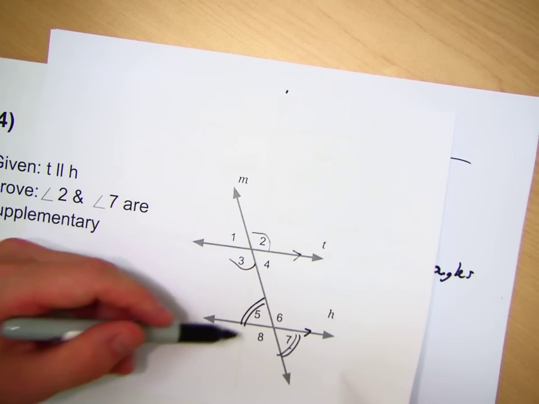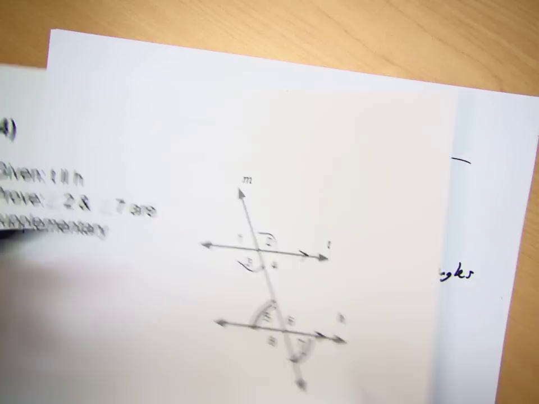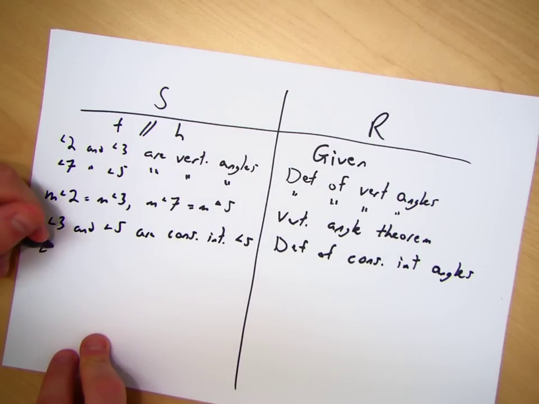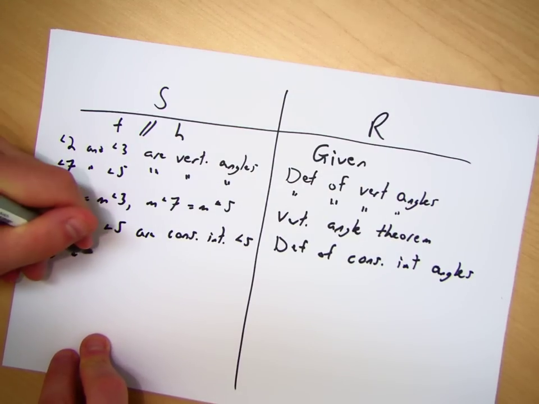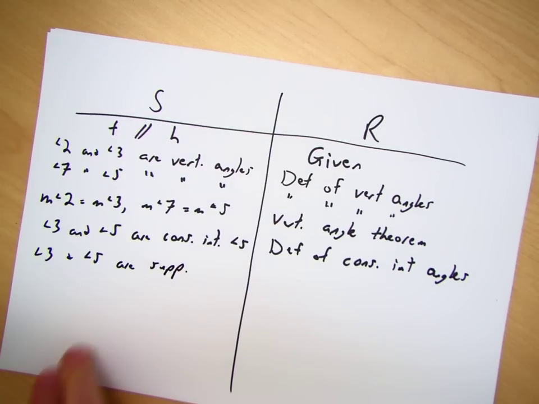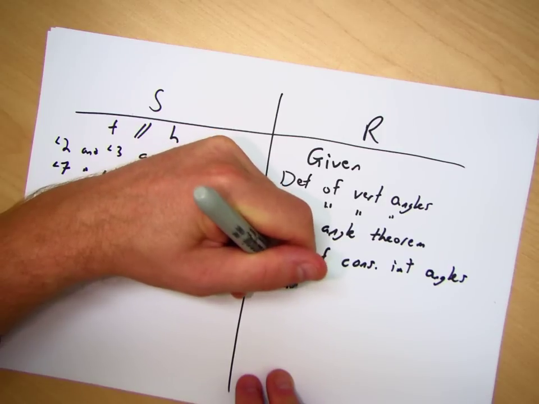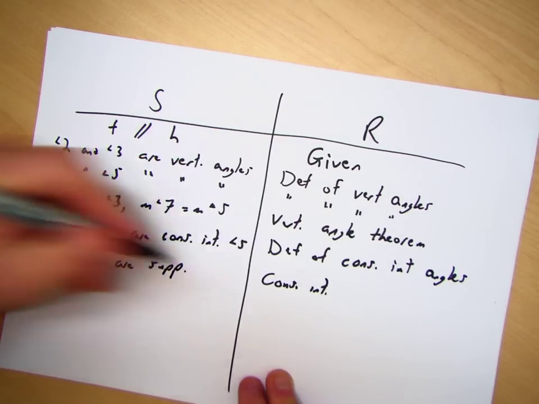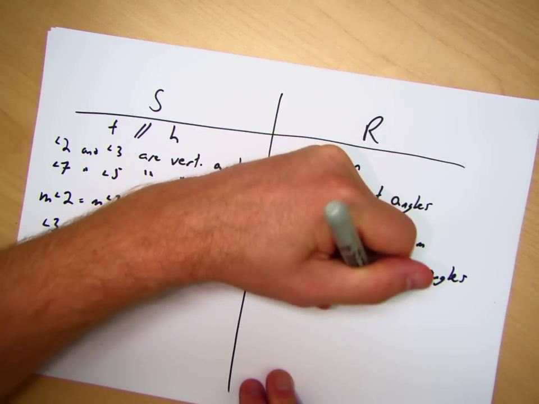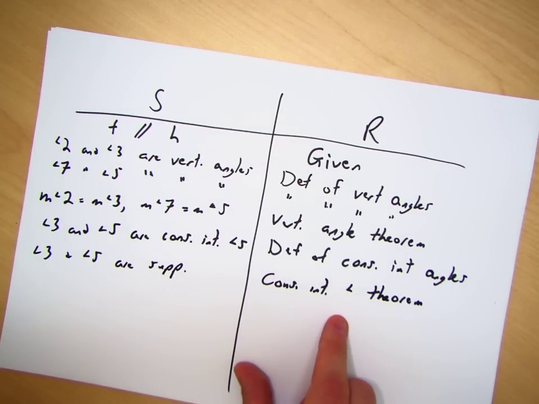As a result of these being consecutive interior angles and these lines being parallel, these are going to be supplementary. So I'm just going to say here that angle 3 and angle 5 are supplementary. How do I know that they're supplementary? Well, that's because of the consecutive interior angle theorem.